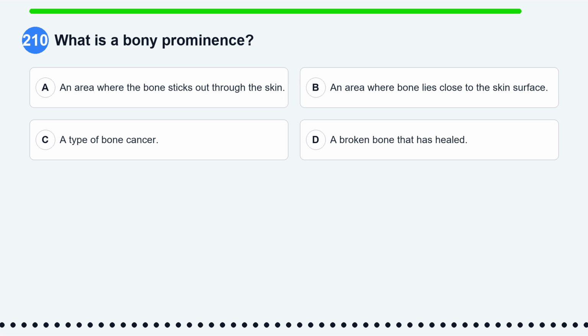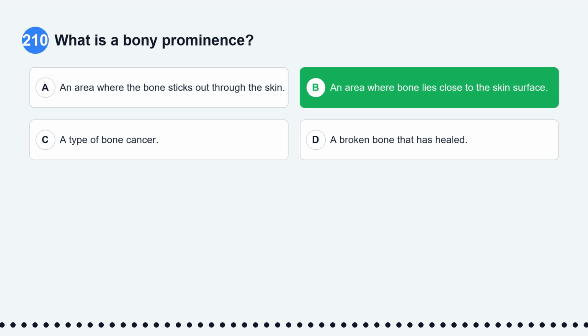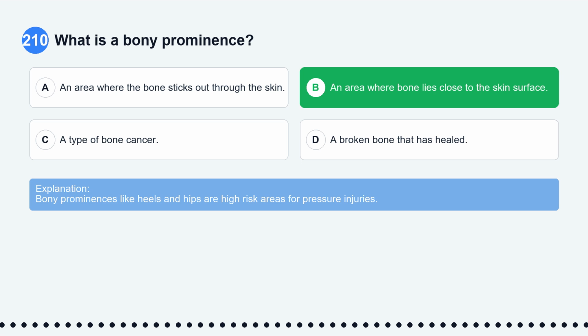Question 210. What is a bony prominence? Option A, an area where the bone sticks out through the skin. Option B, an area where bone lies close to the skin surface. Option C, a type of bone cancer. Option D, a broken bone that has healed. The correct answer is option B, an area where bone lies close to the skin surface. Bony prominences like heels and hips are high-risk areas for pressure injuries.